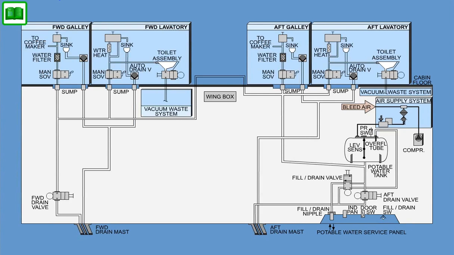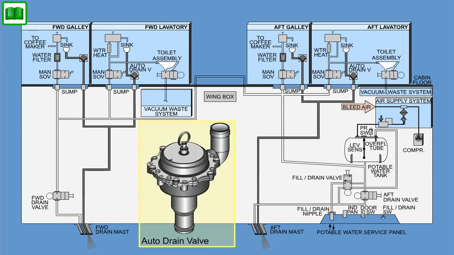Gray water is automatically drained from the forward lavatory and galley through the auto drain valves and directed to the forward drain mast of the aircraft. Gray water from the aft lavatory and galley is drained through auto drain valves and directed to the aft drain mast. The auto drain valves allow for drainage of liquids on the ground and in flight, and prevent loss of cabin air. The valves are installed inside the respective galley or lavatory.